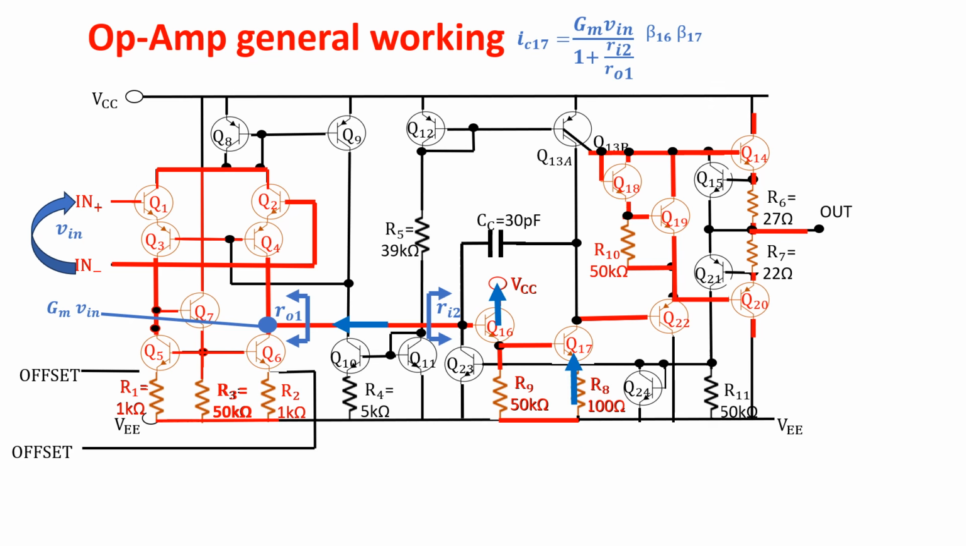We are at the output of the second stage now, and if we assume that the output resistance of Q13A is much larger than the resistance seen into the base of Q22, then all the collector current of Q17 goes into the base of Q22, and this is the current flowing in Q22 and Q19. This current makes the voltage in the base of Q14 rise, switching off Q20 and switching on Q14, providing current to the load, so the output voltage is this one here.